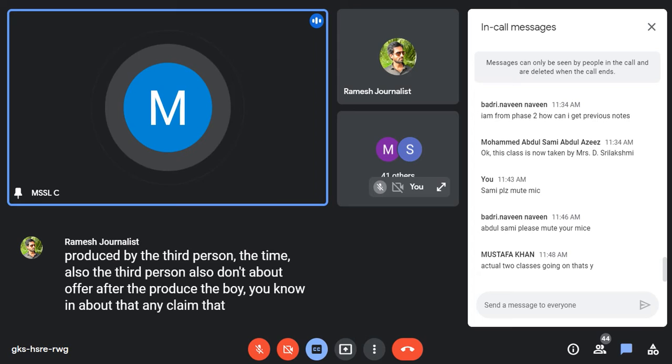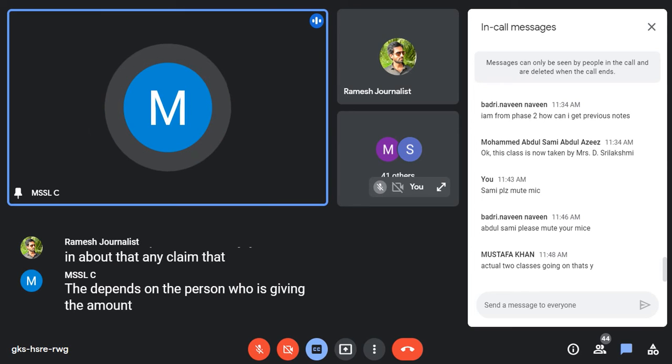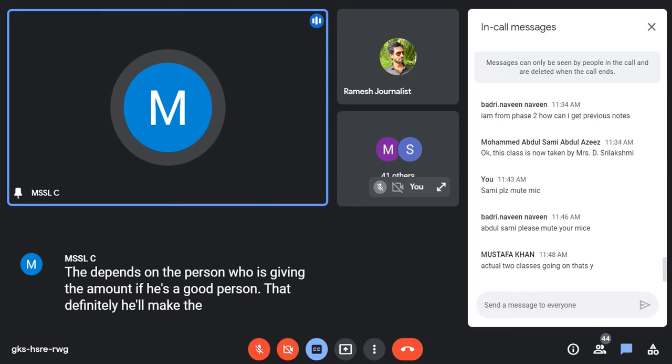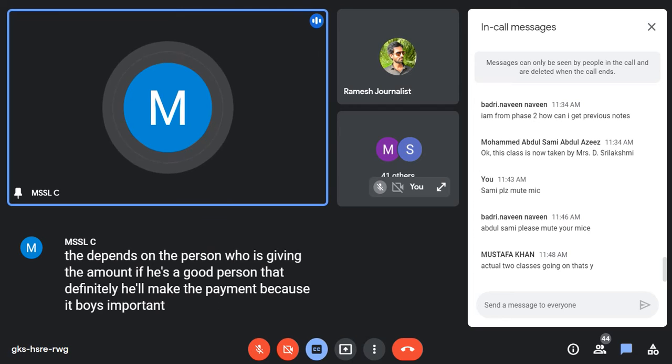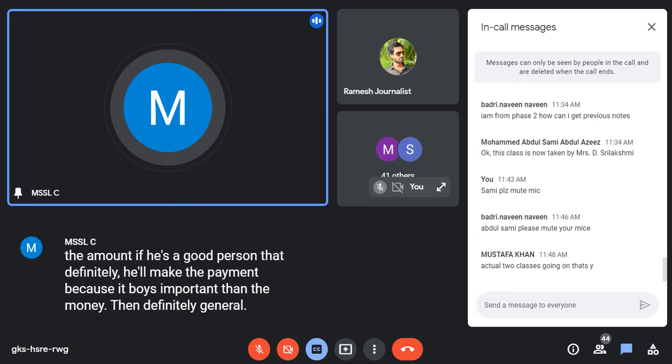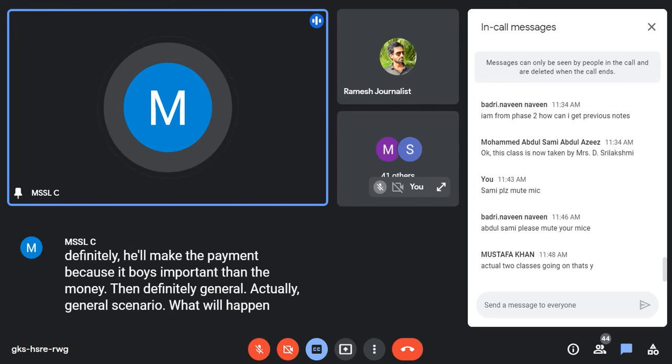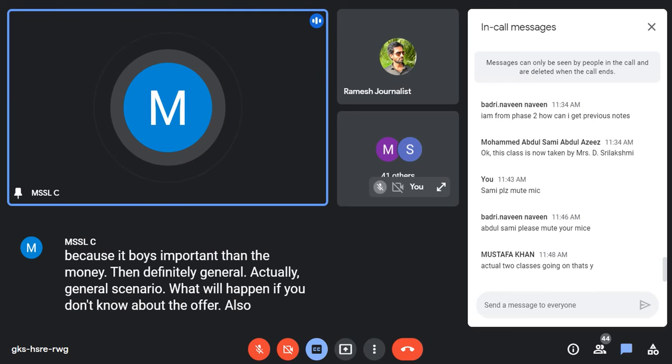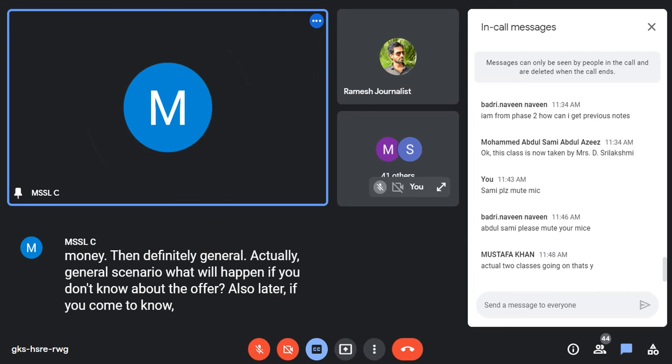That depends on the person who is giving the amount. If he is a good person, then definitely he'll make the payment. Because if the boy is more important than the money, then in the general scenario, even if you don't know about the offer, if you come to know later on, you can get the amount.